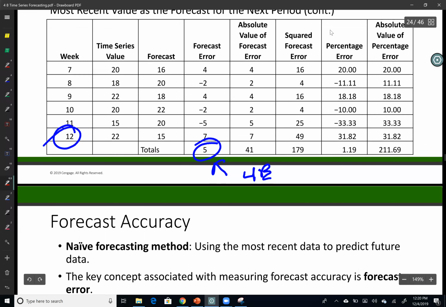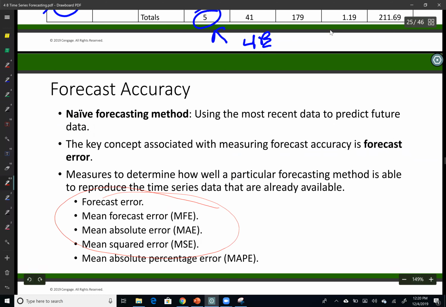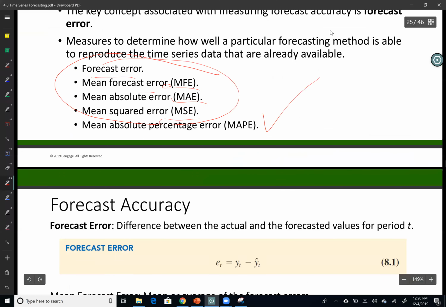So that's naive forecasting. Basically, you are using most recent data, and I will show you in Excel how to calculate your forecast error using mean forecast error, mean absolute error, mean squared error, and my personal favorite, mean absolute percent error, which is MAPE.